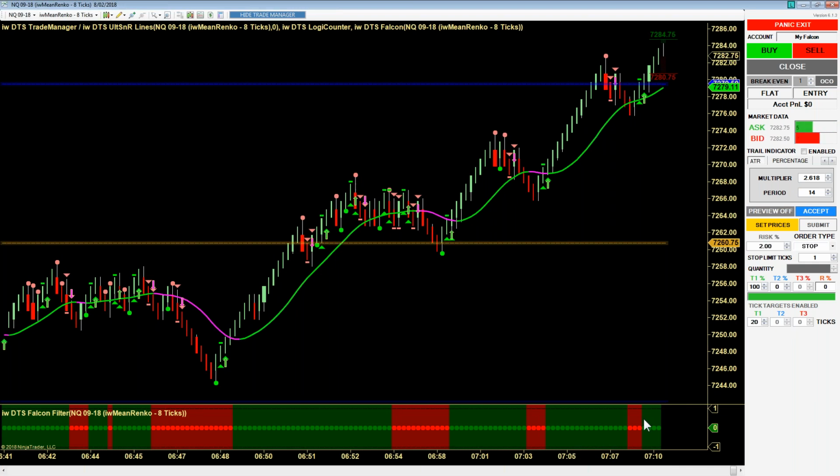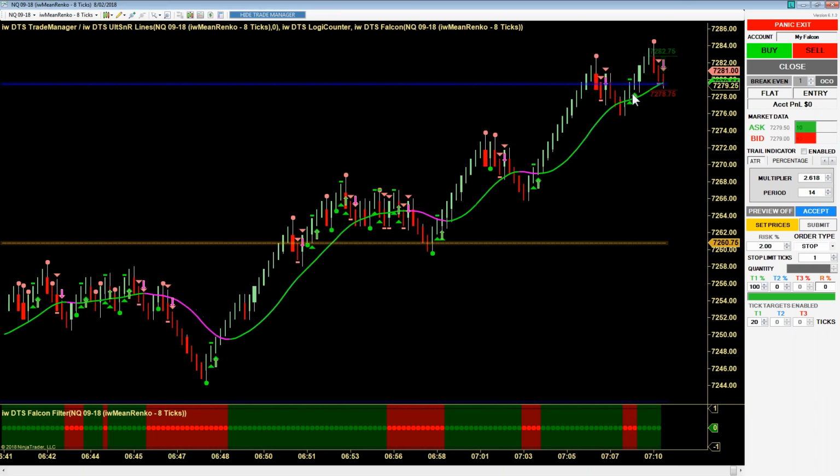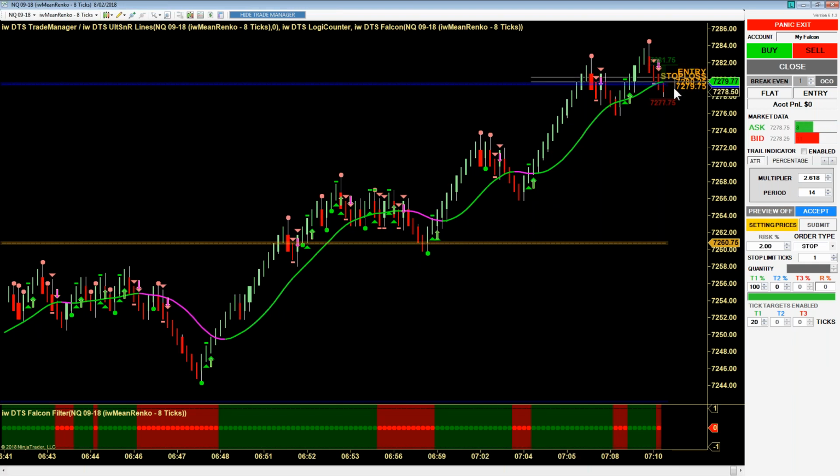Here, on the other hand, we just produced a high probability signal with the late filter entry signal. So in this case, the filter goes out of sync, comes back into sync. The trend line does not change color. So that would have been a higher probability signal. And now it becomes a matter of logistics. How can I set up this trade so I don't get stopped out before I hit a profit target?